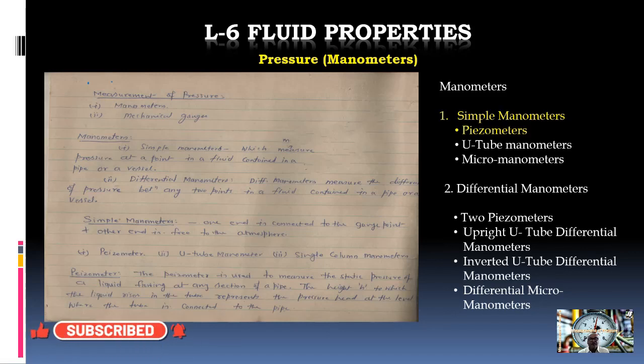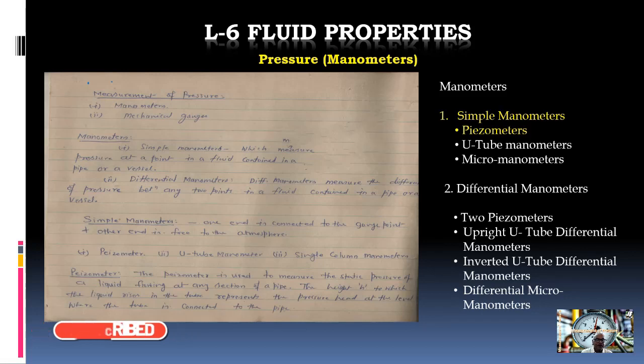The simple manometers are those whose one end is connected to the pressure point and another end is exposed to the atmosphere. And the differential manometers are those which measure the difference between the two pressure points in a fluid contained in a pipe or in a vessel. Simple manometers have one end connected to the gauge point and another end free to the atmosphere. Simple manometers are of three types: piezometer, U-tube manometer and single column manometer.